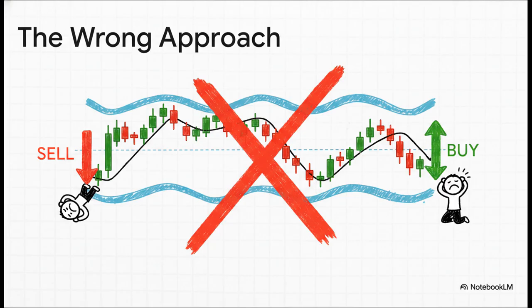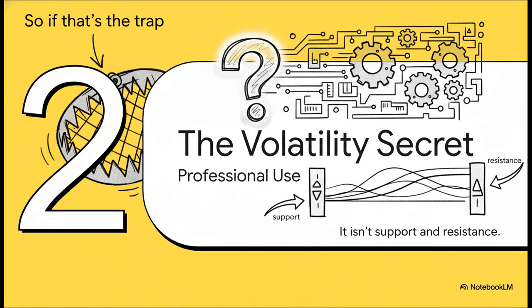When a trend is really strong, the price will literally ride the upper band up. And when it's weak, it'll ride the lower band down. Trying to trade against that? Man, that's just a recipe for fighting the trend and losing money. So if that's the trap that everyone falls into, then what's the secret? Well, it all comes down to understanding what Bollinger Bands were actually designed to do. And I'll give you a hint, it has nothing to do with support and resistance.